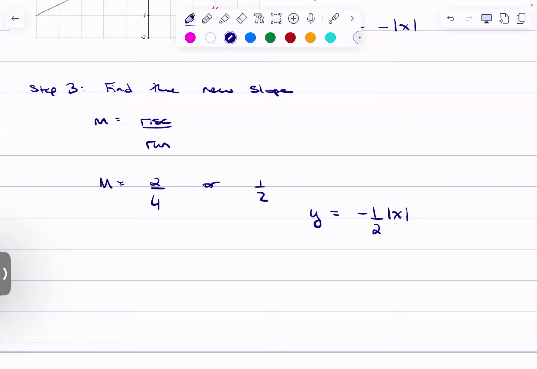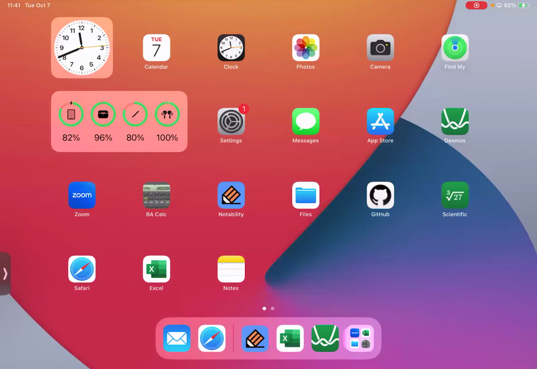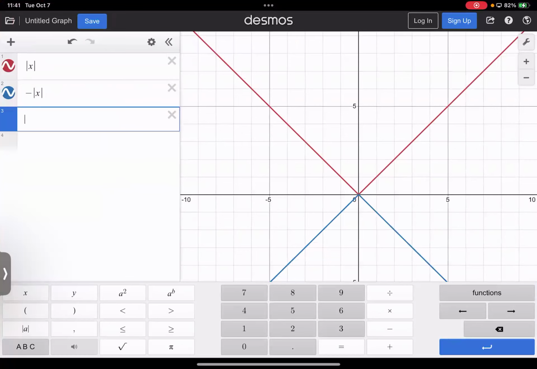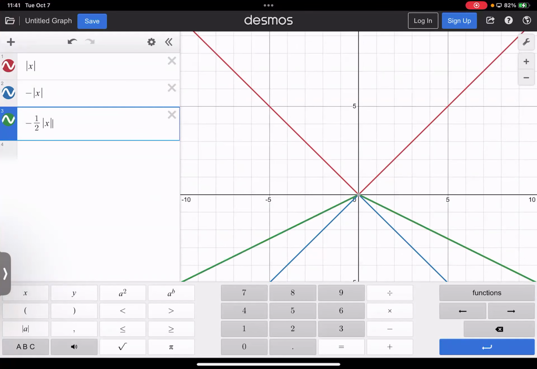I'm going to try it in Desmos and see how it looks. Negative 1 over 2, step that out, times the absolute value of x. Okay, looks okay. Kind of needed it to be a little bit flatter, which it is. The green one is flatter than the blue one. And so I'll wait to confirm, but I'm feeling pretty good.